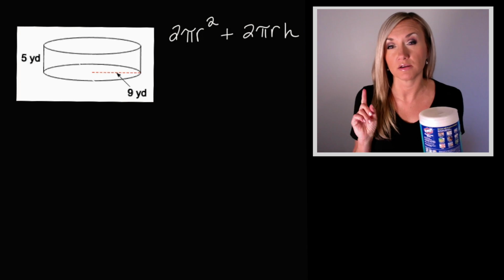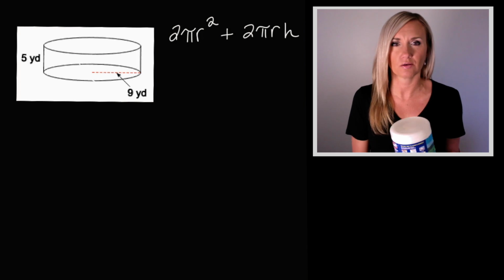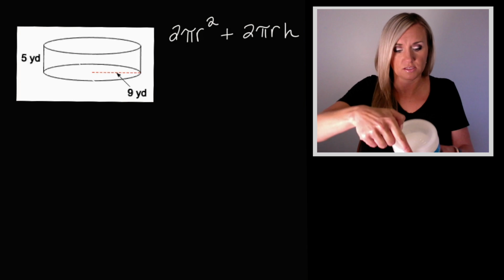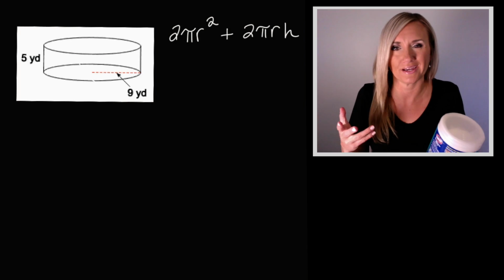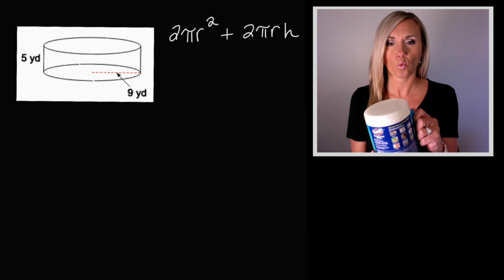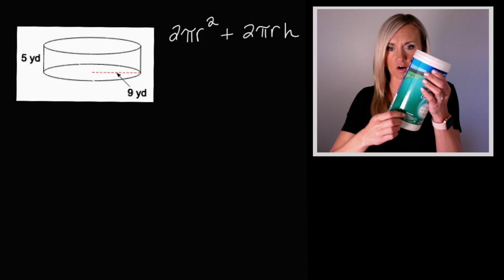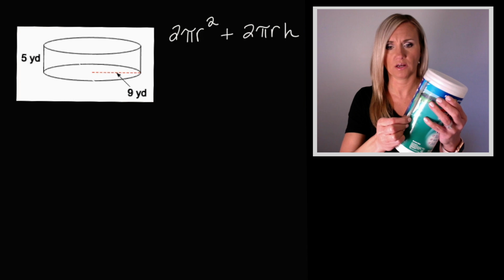Now the second part is plus 2 pi r h. Where'd that come from? Well, 2 pi r is the circumference of a circle. The distance around a circle is 2 pi r, or pi d, but it's 2 pi r for our cylinder. And then what if we took this cylinder, right? Took it apart, which I'm about to, and open it up, right?